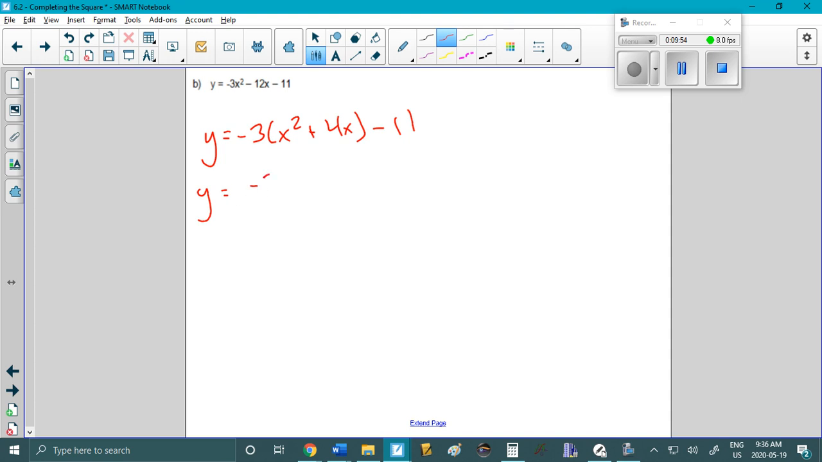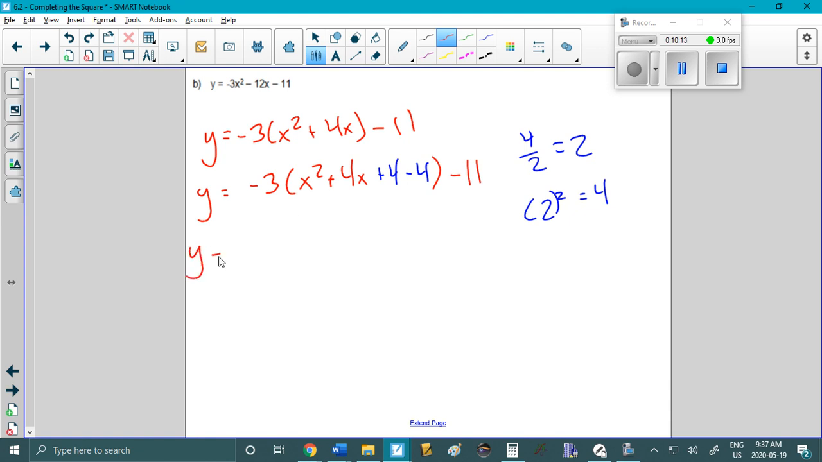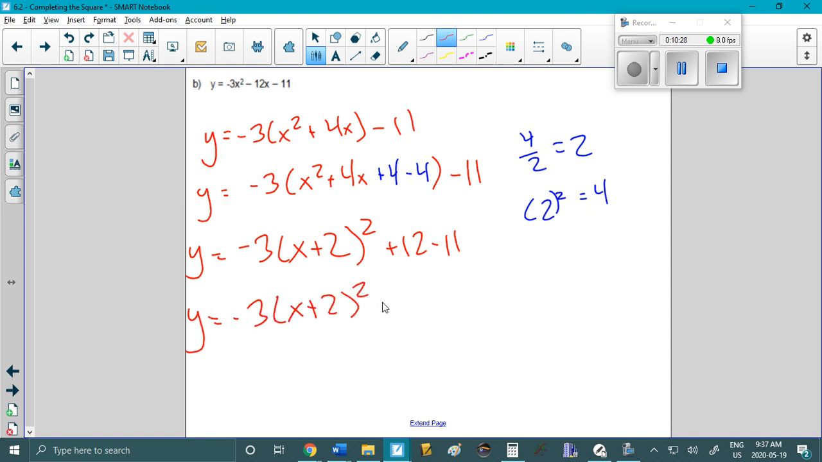Now, we do 4 divided by 2, and then we square it. So this is a bit of a weird one because we're adding and subtracting the same number, but 4 is always a bit of a funky one like that. And then we get negative 3 times (x plus 2), remember I get that from right here, squared. Negative 3 times negative 4 is plus 12 minus 11. Okay, one more to go.